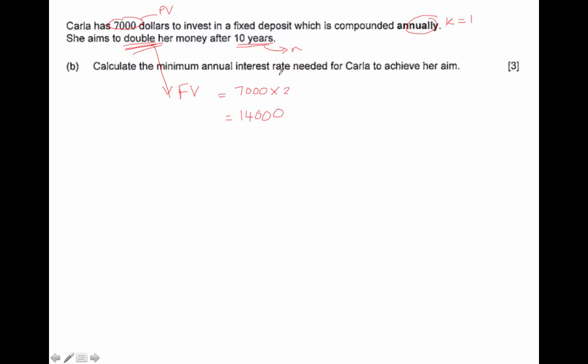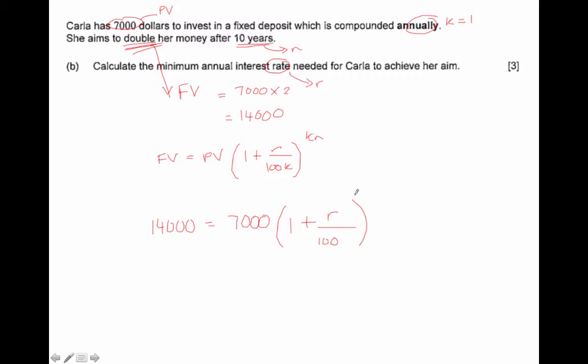Calculate the minimum annual interest rate. So this is calculate R, find R, for her to achieve her aim. So again, using the same formula as before, future value equals present value times 1 plus R over 100K to the power of Kn. Future value, we want it to be 14,000. That equals present value, 7,000. 1 plus R, we don't know, over 100. Now K is 1, so I could put times 1, but there's not much point. 100 times 1 is 100. And then K, again, is 1, so I'm not going to bother with that. But N is 10, because it's 10 years.